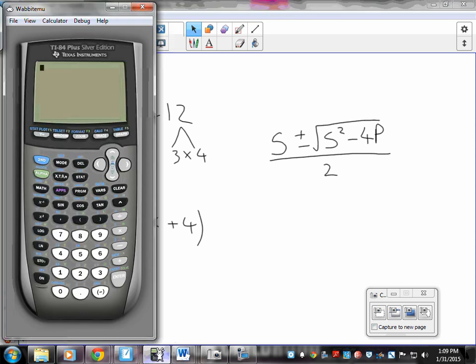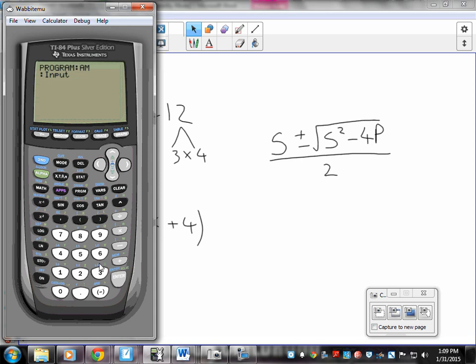Now, I'm going to program my calculator to do this so that I can do it nice and quickly. So, first thing I'm going to do is hit program, and I'm going to start a new program, and I'm going to call it AM because that's the AM method. Now, the first thing I'm going to do is input.